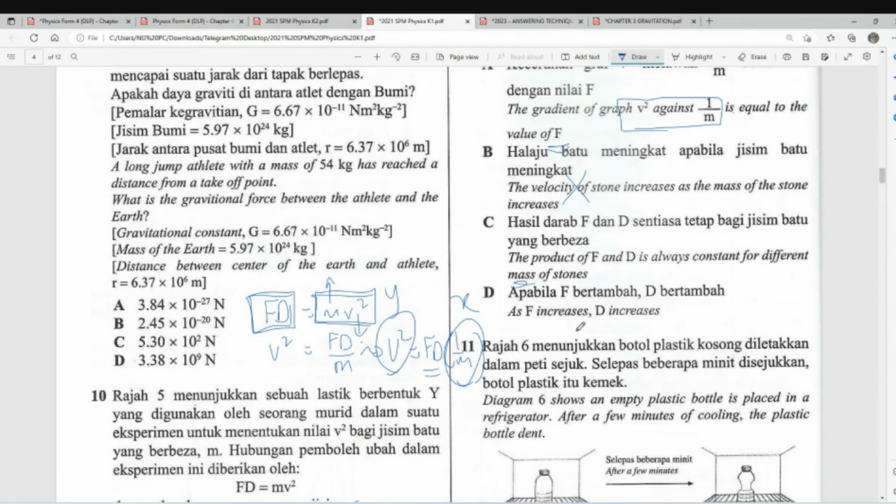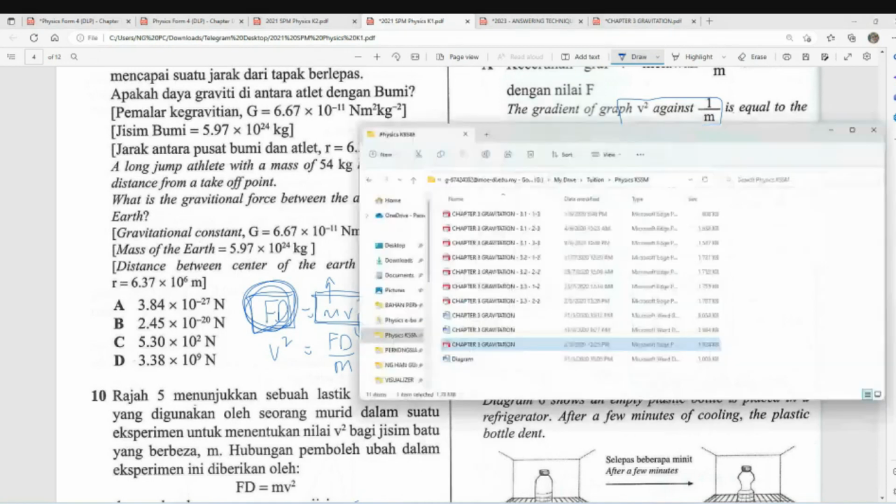As F increases, d increases. So F and d relationship, right? F and d relationship is inversely proportional because the product equals mv squared. So it's right, answer B is wrong. So for me, the answer should be C lah. Right? So always constant for the different mass of the stone. Okay, but I'm not sure what is the answer given. So let me check the answer given.